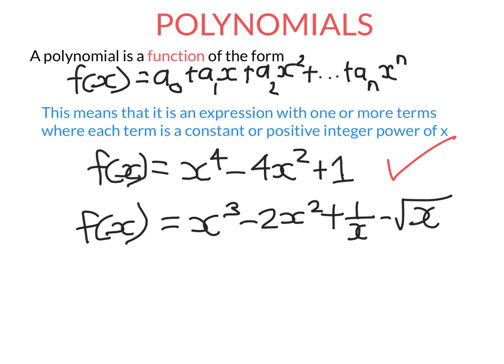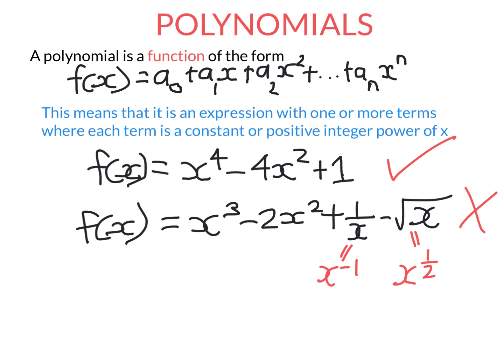Now this here is still a function, but it does not constitute a polynomial. Why is that? Well, here we do have some integer powers of x, but let's focus on these terms here. See, 1 over x, as you know, is the same as x to the power of minus 1. You also know root x is x to the power of a half. So any expression that has something like this and/or something like this will not be a polynomial because the powers of x are not positive integers.